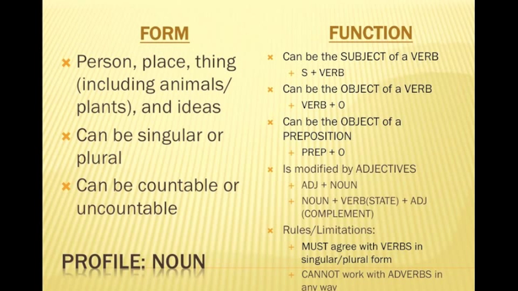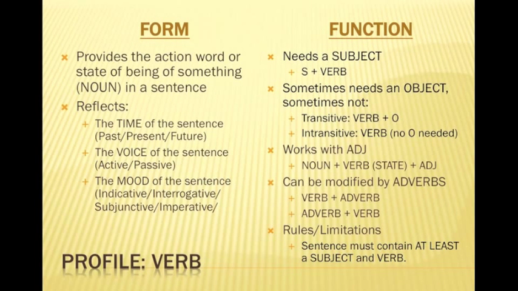So again, this relates to an idea of agreement. If you'll notice, in our rules and limitations on the noun profile, we're going to redefine it by saying that subjects must agree with verbs in singular and plural form. Of course, with verbs, we've already discussed the fact that sentences must contain at least a subject and a verb. But now we're going to expand on that notion again to say they must have a subject and verb, and they must agree in form.